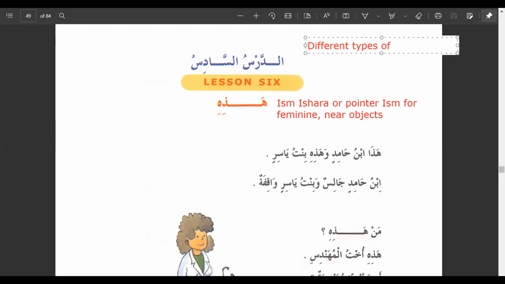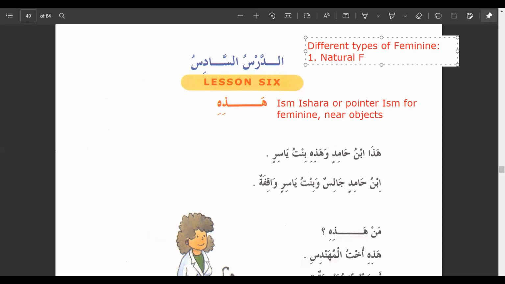Different types of feminine. Right? So what are they? Most obvious, first thing is? The first one was natural feminine. Yeah, natural feminine. So names of all female names and all female relationships like ummun, ukhtun, mother, sister, daughter, bintun. So all these kind of ism. So these are natural feminine.